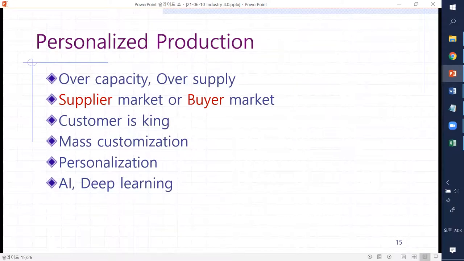Overcapacity, oversupply, that brings you from the supplier market to the buyer's market nowadays. So 100 years ago, Ford company was king, a strong power as a supplier. But nowadays, because of the overcapacity and oversupply, the customer is king. So it's a buyer's market. Customer is king, right? So mass customization.